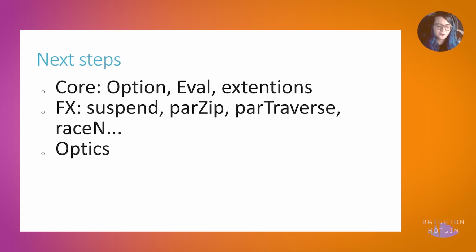Then you can go to the FX, learn the concept of suspend in Arrow, learn about parallel execution, for example, parZip, parTraverse, tracing, and then take a look at optics to learn how to work with immutable objects and avoid making copies when you want to copy an object with a single field changed. And yeah, that's it for the overview.